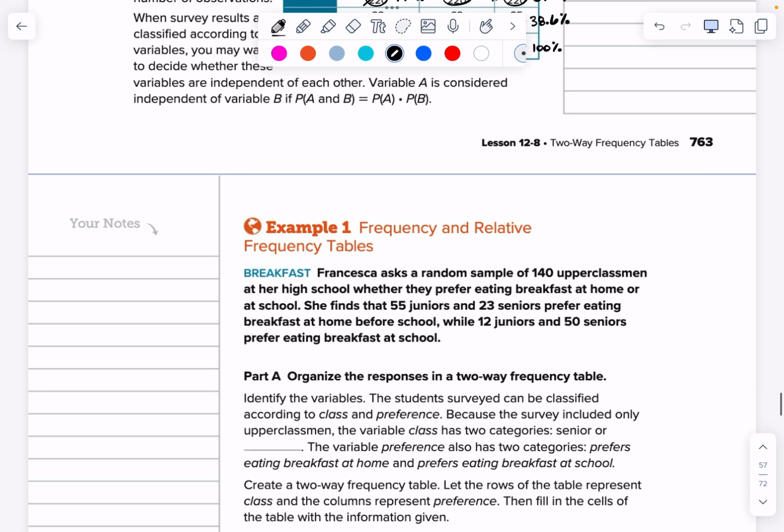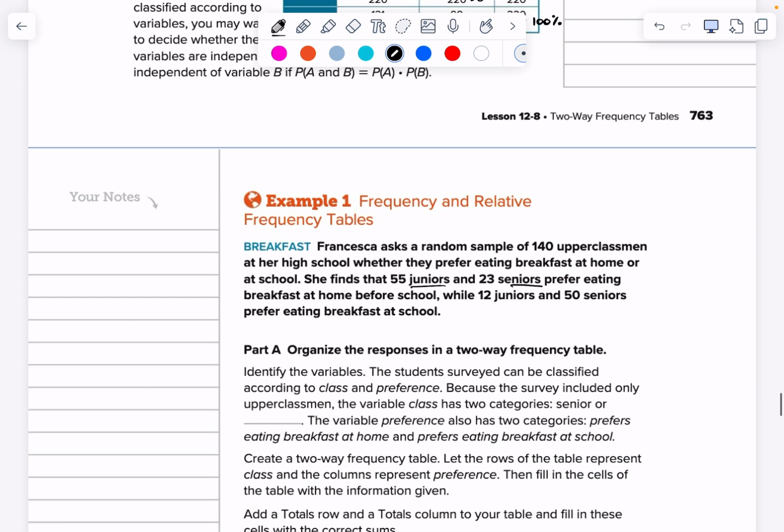Okay, all right, here we go. I'm going to make my table over here. Francesca asks a random sample of 140 upperclassmen at her high school whether they prefer eating breakfast at home or at school. So we have juniors and seniors versus home or school breakfast, right? Okay, so let's see.